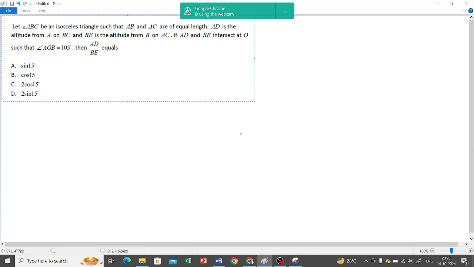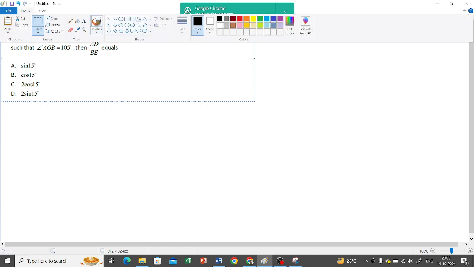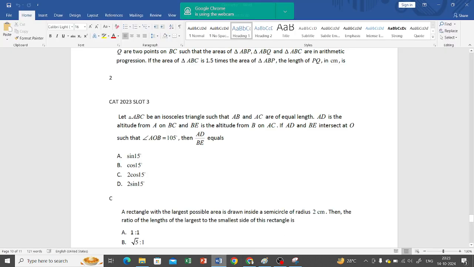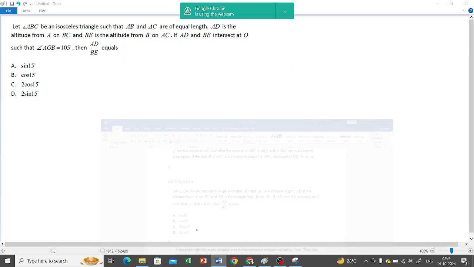Let us do this sum. Let triangle ABC be an isosceles triangle such that AB and AC are of equal length. These are all questions from 2023 slot 3.